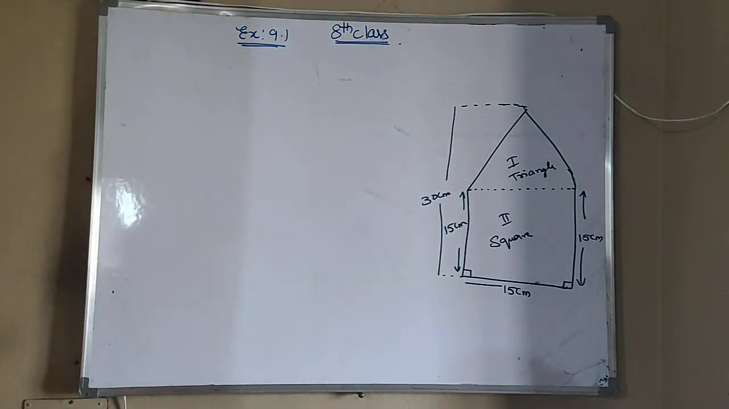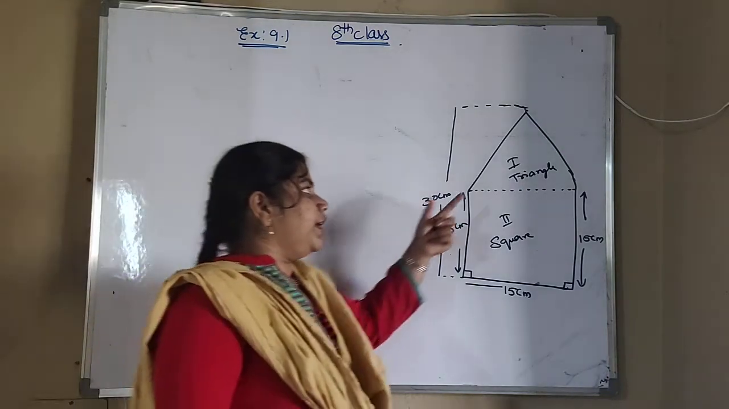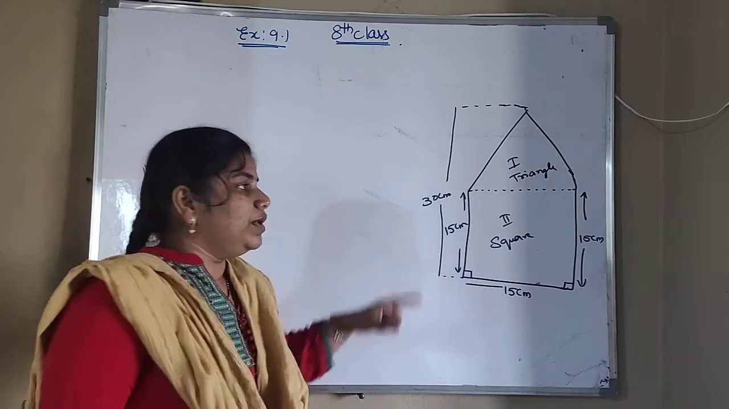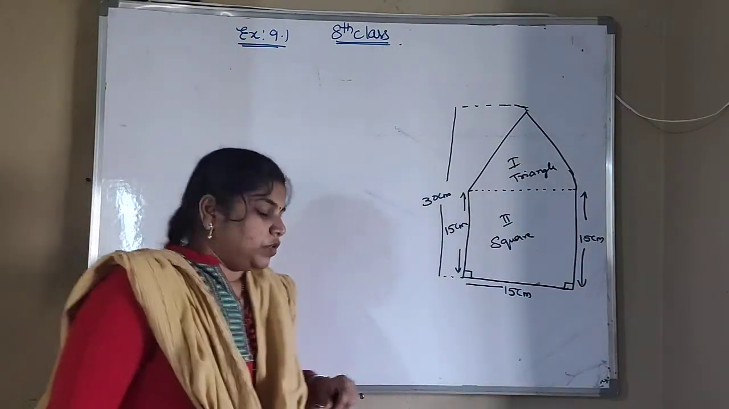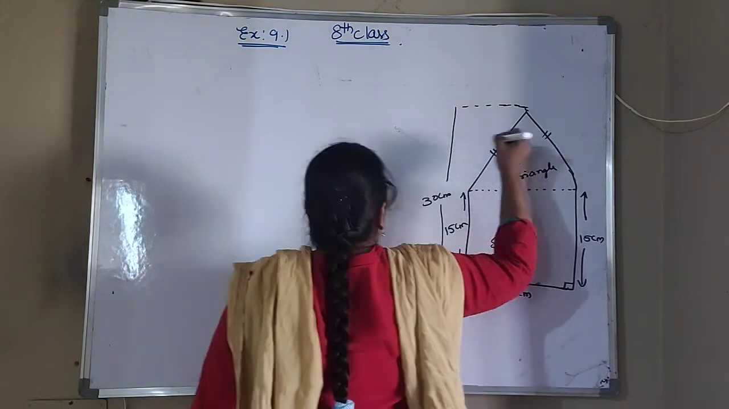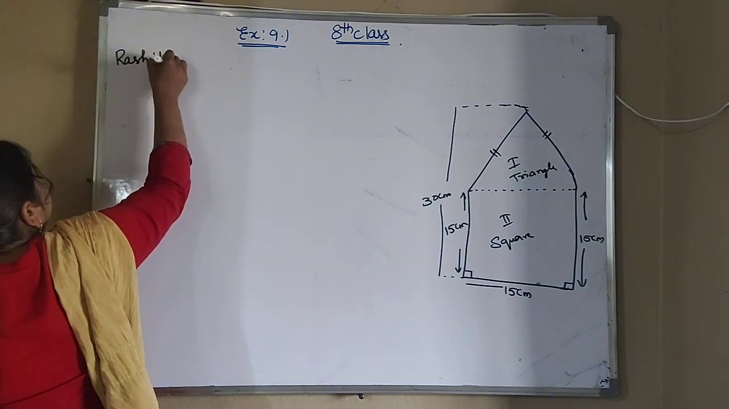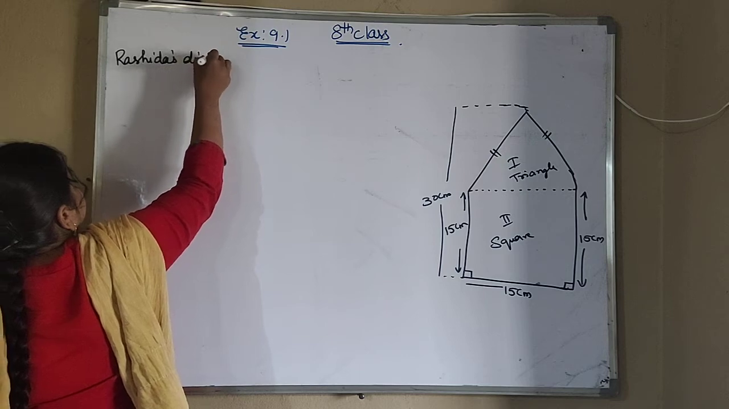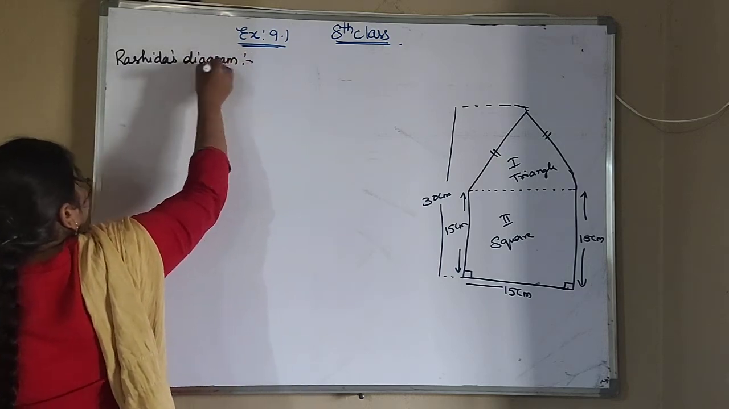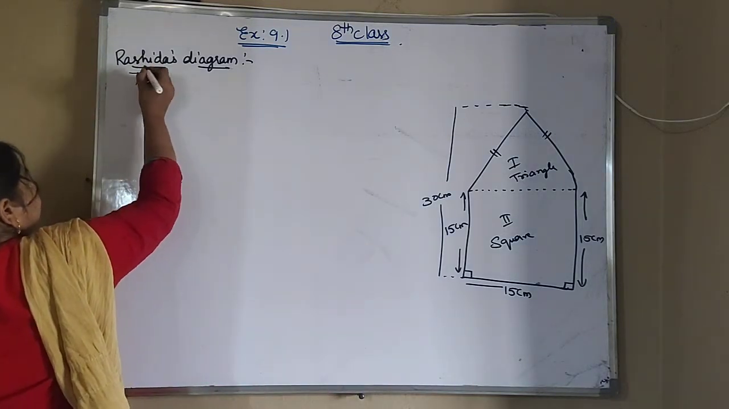So now we have to find the area of the given figure. How to find it? First we have to find the area of a triangle. After that we have to find the area of a square. If you add the area of the triangle and the area of the square, you will get the area of the total figure. So first we will find the area of the triangle in Rashida's diagram.